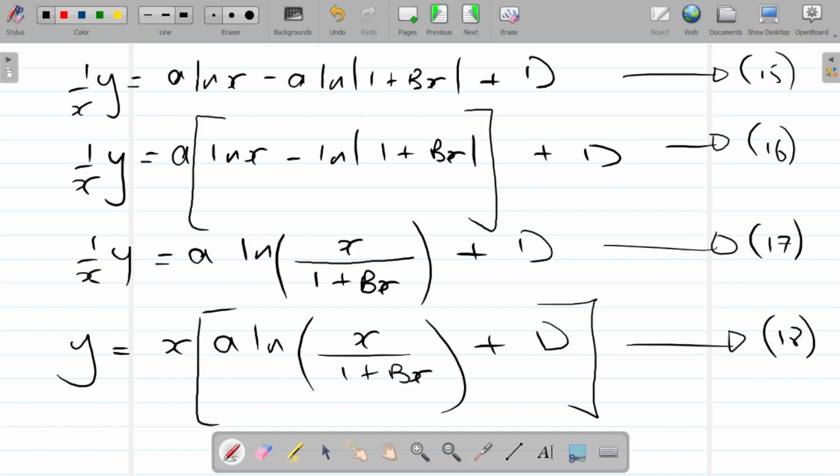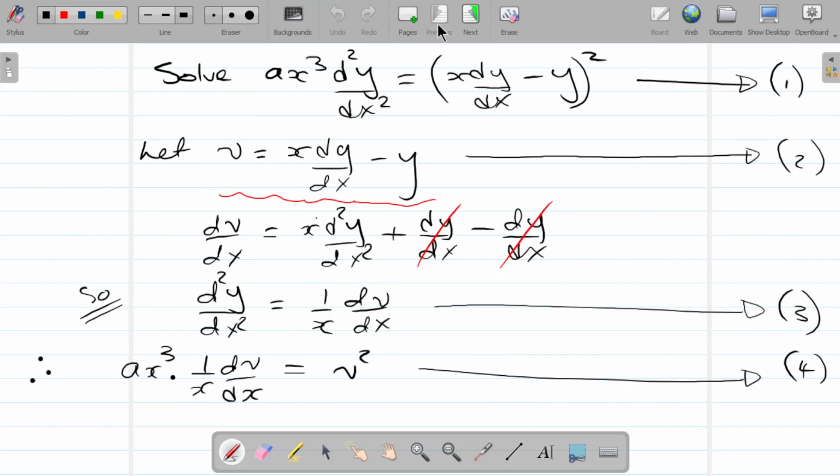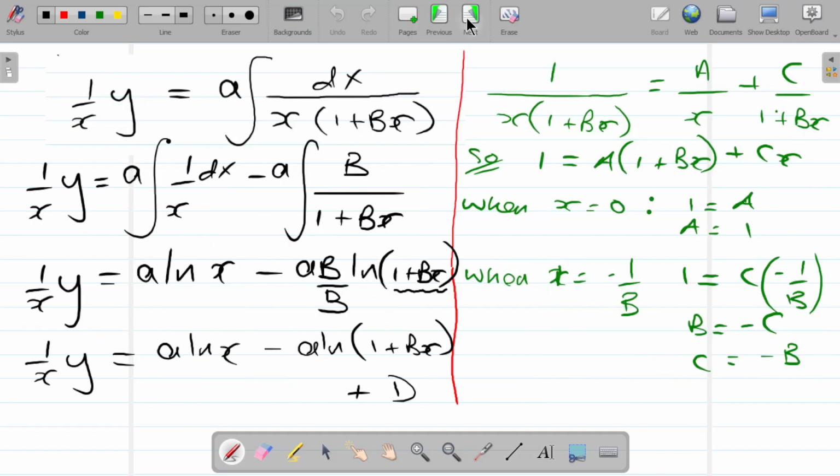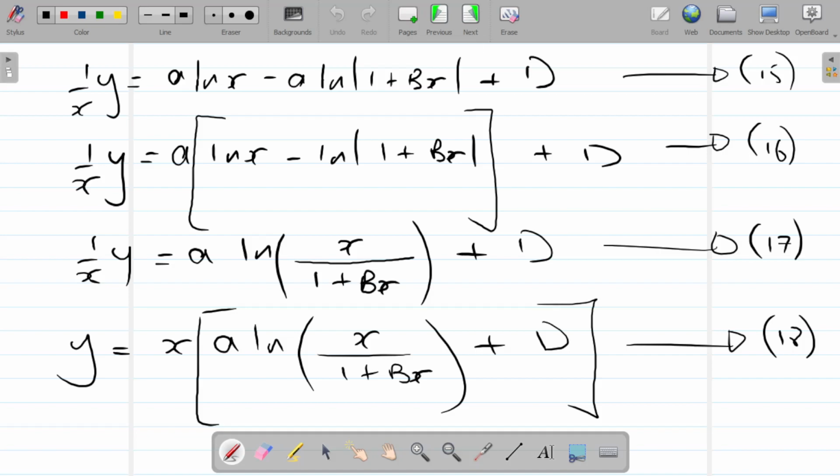So I hope that's not been too long-winded and torturous for you, but we finally got there, and that is a solution to the original non-linear equation in equation 1. So once again, if we solve equation 1, we get the equation in equation 18.